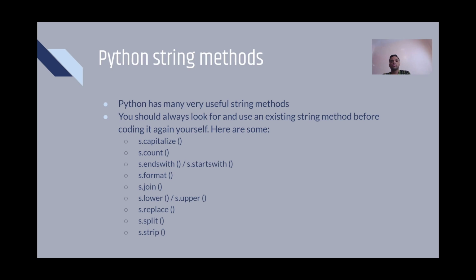Now let's talk about some of the useful methods that Python has. Python has many very useful string methods, and they're really powerful. Here's the important thing: do not waste your time on something that Python already has built in. As the bullet says, you should always look for and use the existing string method before coding it yourself.